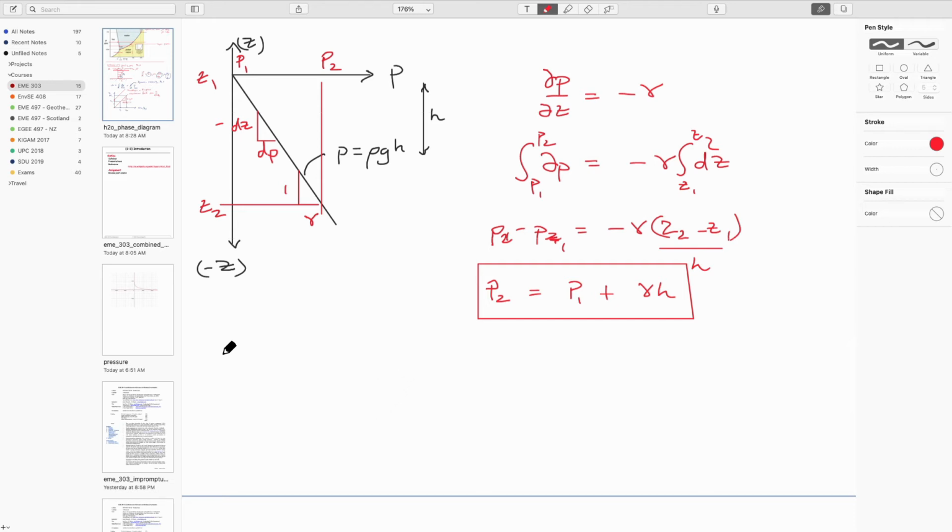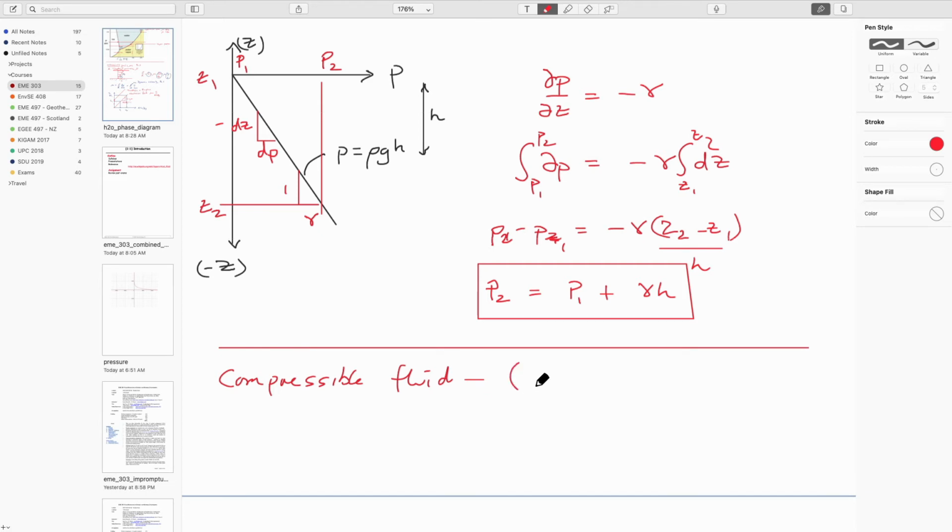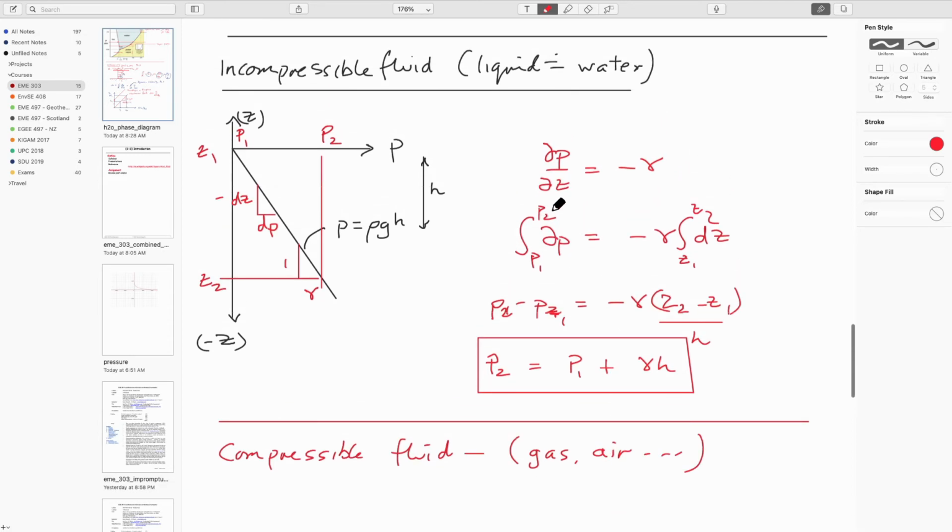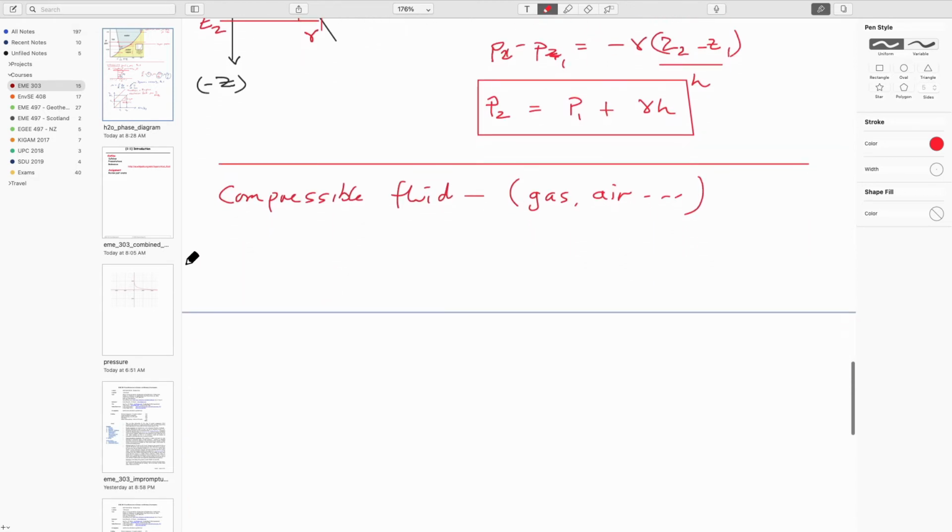If we look at a compressible fluid, by definition, that would be a gas. Could be air, could be any gas you want to choose. So we go back to realize the fact that this relationship, as we said, is always true. It may well be that it's not linear, but it's always true. And so we know that for compressible fluid, the rate of change of pressure with elevation is equal to minus unit weight.